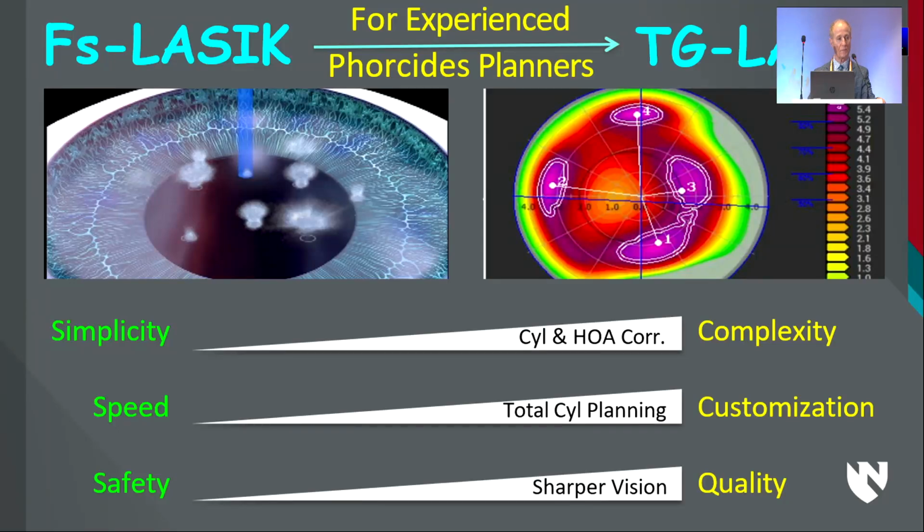However, if you do something like topo-guided, which has been growing overall from a US and also global perspective, there's some complexity in the planning. There's customization with the correction of aberrations. But we are achieving sharper quality, and we've been able to actually show statistically better 20/12 and 20/16 results with this technology.